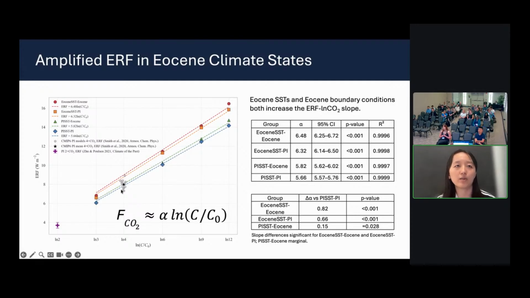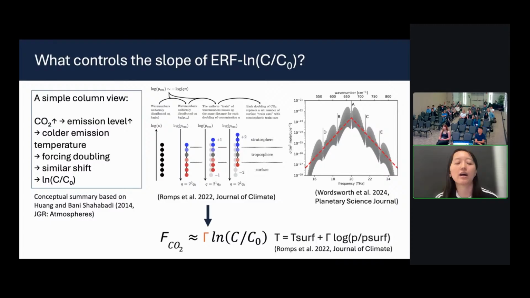I also put published pre-industrial fixed SST ERF values on the plot as references. These reference points fall close to our pre-industrial background fitted curve. And on the right, the regression analysis shows that the differences in slope are statistically significant among the 4 cases. So we were wondering what controls this slope.